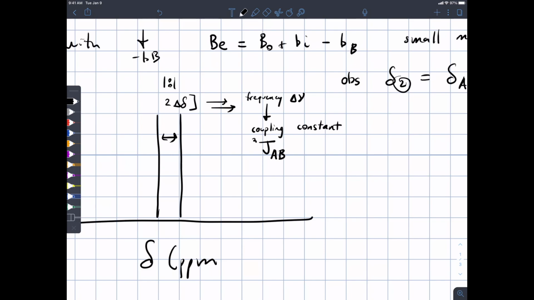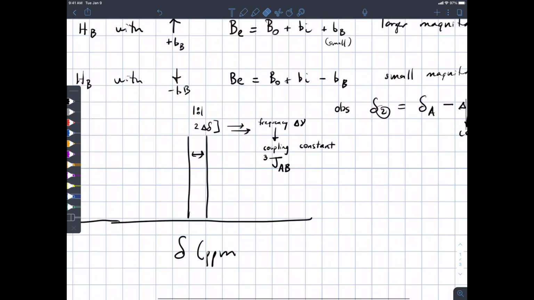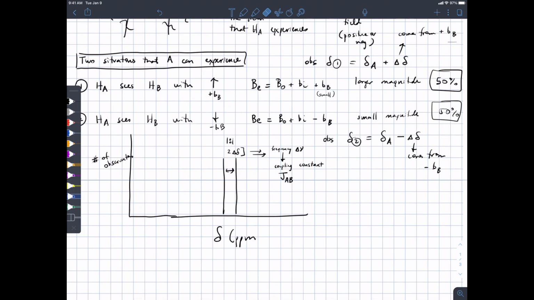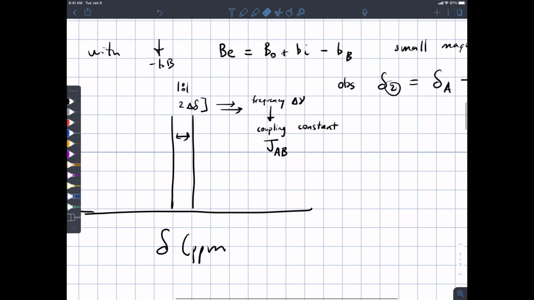Sometimes people will put a superscript 3 there to indicate that A and B are 3 bonds apart. That's beyond the scope of what we want to worry about. Coupling constants vary all over from 0 to like 15 hertz. Remember, the coupling constant is in frequency terms, in units of hertz now. But most commonly, we see that the coupling constant equals around 7 hertz on average.